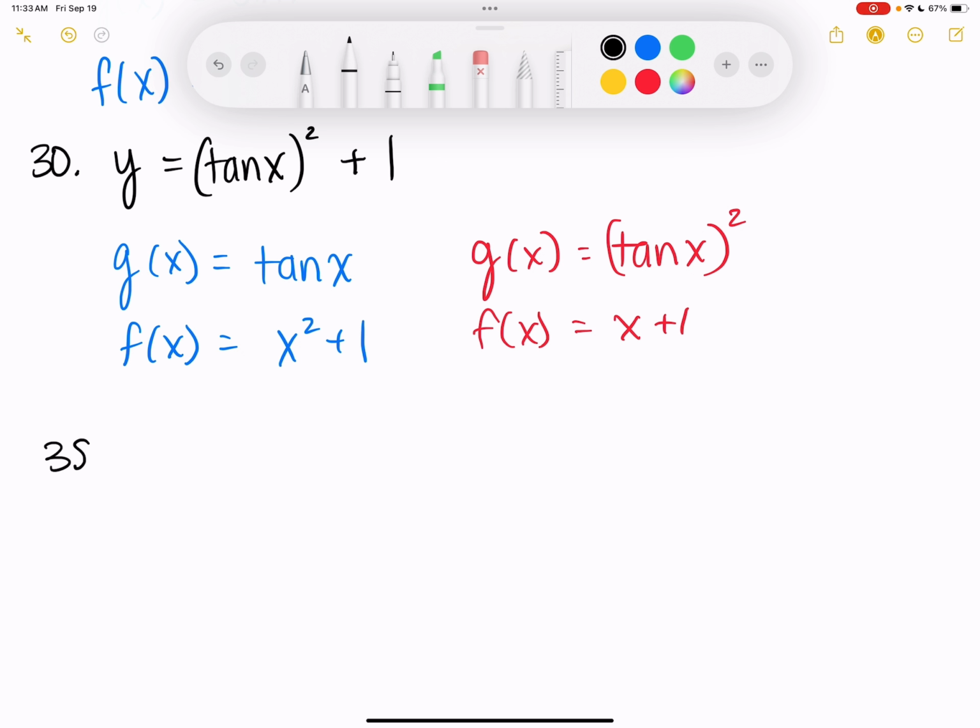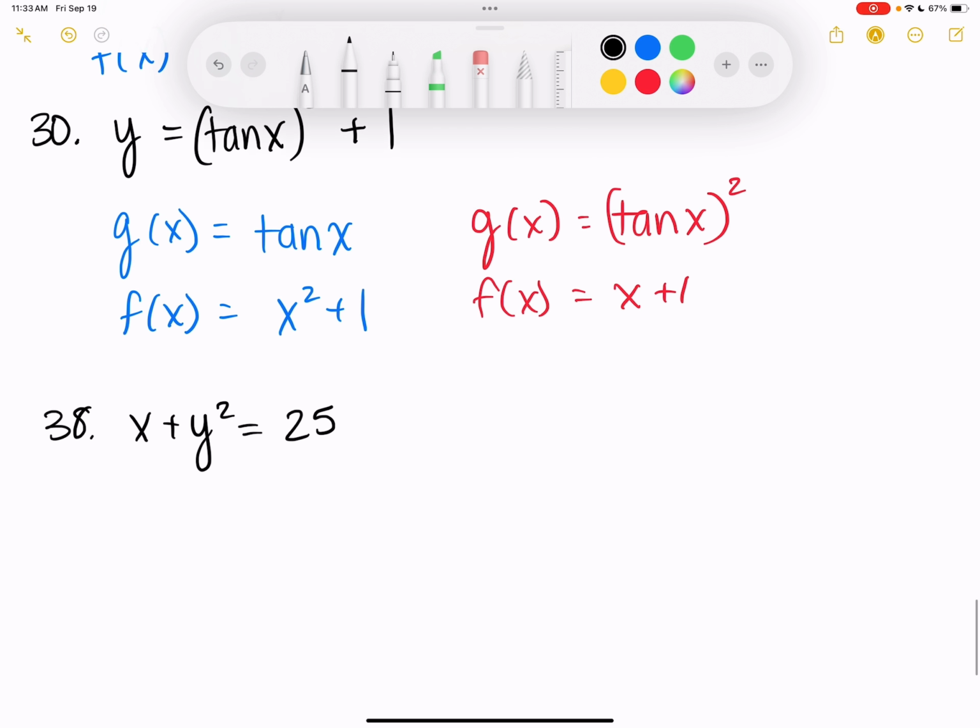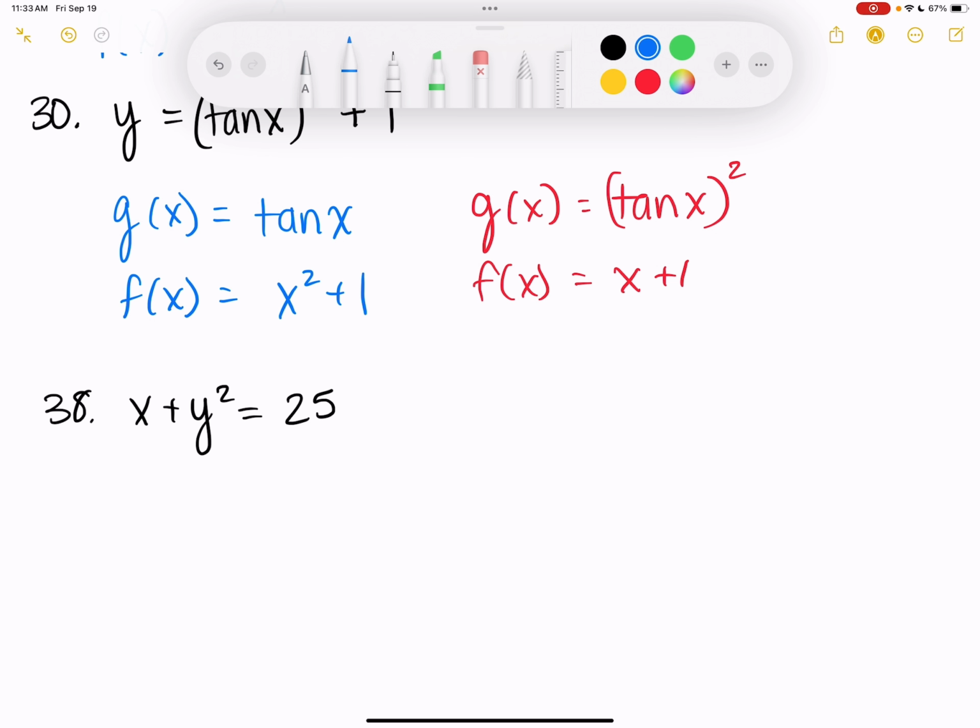All right, 38. X plus y squared equals 25. So I want to get y by itself. Move the x over. So y squared is equal to 25 minus x. Now we do y equals plus or minus the square root of 25 minus x. Now they said I needed to have 2 functions. Do I have 2 functions? Yes, I do, because I have plus or minus. It's not written out, they're written together. You can leave them written together for the sake of this. Just know that that is your 2. All of these are going to require you to take the square root and have a plus or minus.